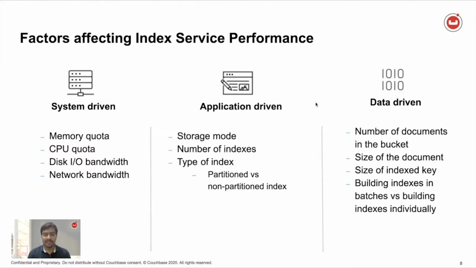Even though these factors are classified in different categories, most of these factors are tightly coupled together. For example, setting a memory quota depends on the storage mode that is chosen, and storage mode depends on the number of indexes that are being built, the size of the indexed key, and the number of documents in the bucket. In the next set of slides, we'll go through each of these factors individually and see how these factors impact the performance of index service.